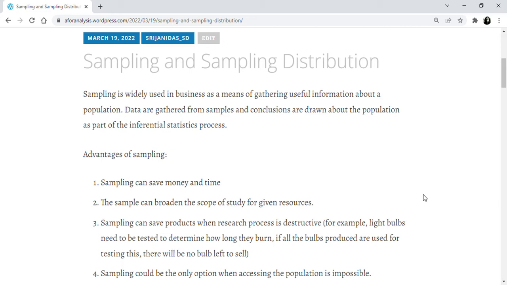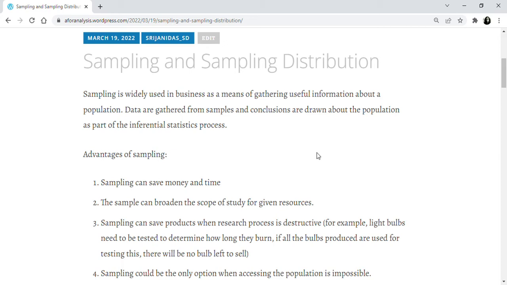Here we talk about sampling and sampling distribution. Sampling is widely used in business as a means of gathering useful information about a population. Now, whenever we want to make a business decision about a population, it is not possible to gather data for each and every entity of the population.